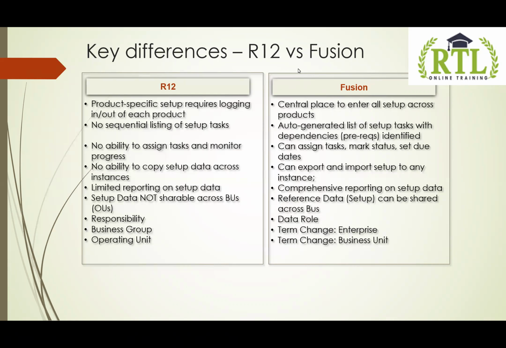And not only that, anytime you take Fusion Cloud, you will be on the upgraded version. But in on-premise or any other EBS implementation, you will not be on the upgraded version. If you want to be on the upgraded version, you have to get the patches and apply them. But in Fusion Cloud, you will be on the upgraded version at any point of time. These are the key points you have to look at for customers who are taking Fusion Cloud.